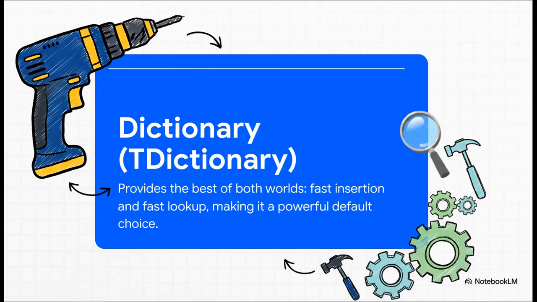It's a classic performance trade-off. And this is where the dictionary, or TDictionary in Delphi, comes in and basically saves the day. It uses a clever trick called hashing to instantly figure out where an item belongs. And what this gives you is the best of both worlds. You get near constant time, basically O(1), for both adding things and finding them. It's an unbelievably powerful data structure for so many situations.